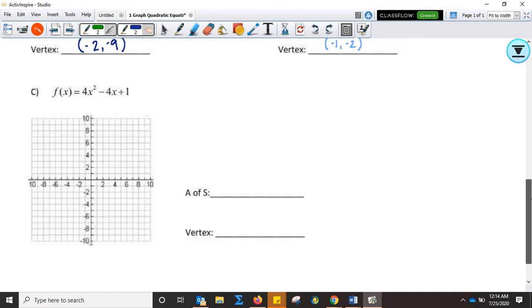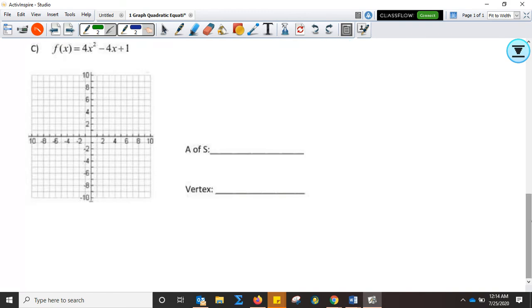Go ahead and pause it and try the last one. So let's go ahead and do it. I hope you tried this on your own. So I'm going to find my axis of symmetry. So x equals -b, so -4 over 2 times 4. So I get 4 over 8, which reduces to 1/2. So my axis of symmetry is going to be at 1/2.